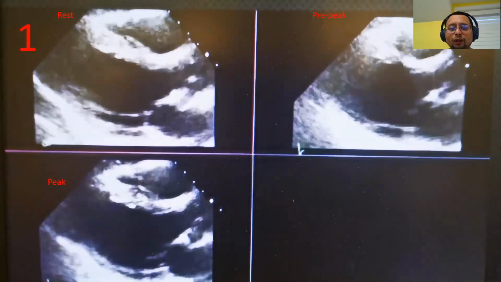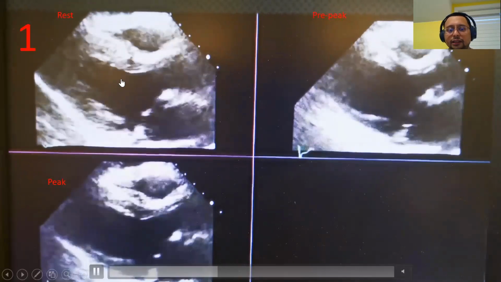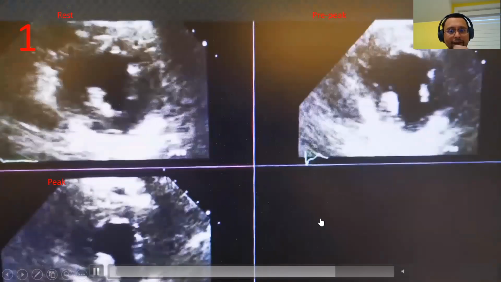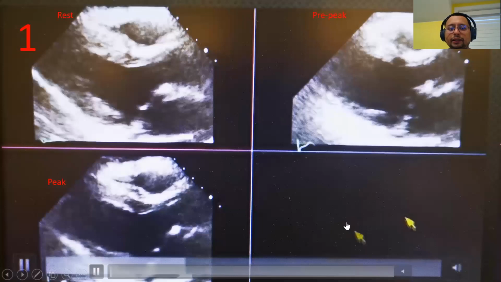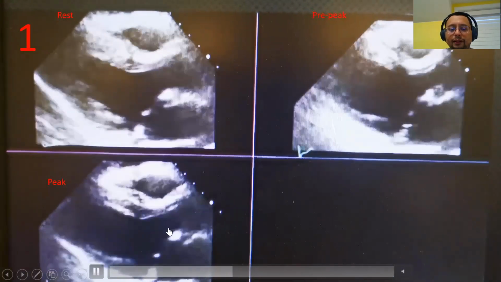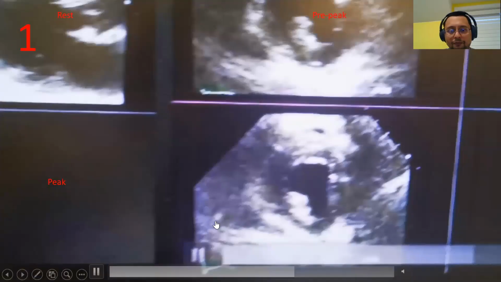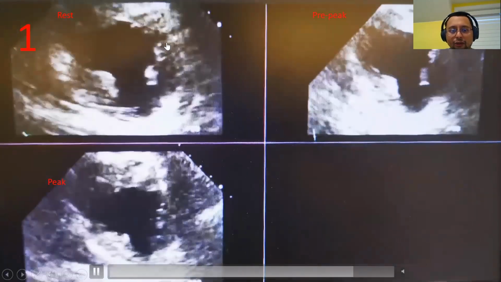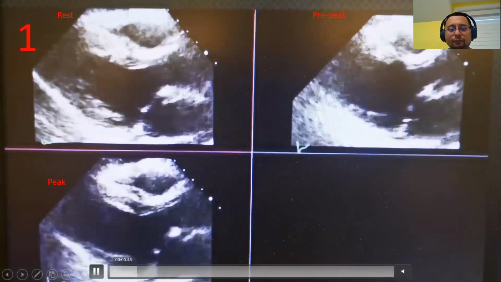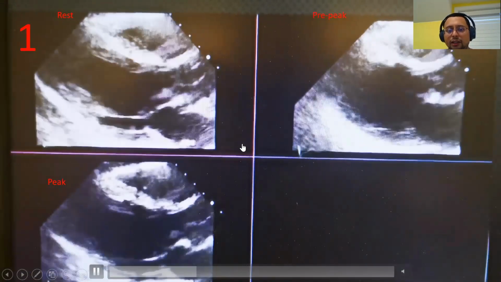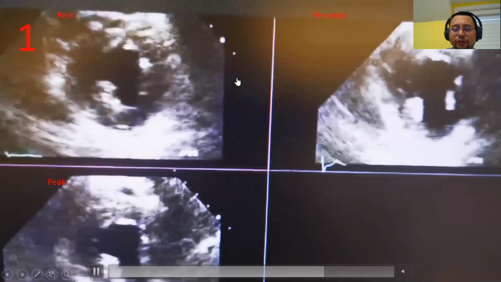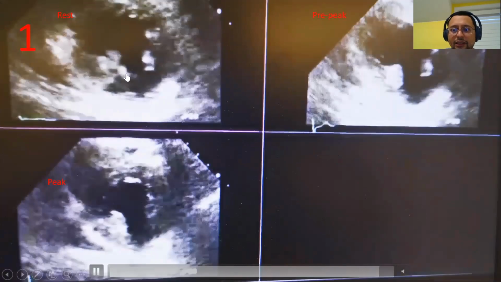So this is the parasternal long axis view. Rest, pre-peak, and the bottom one is peak. Okay, so that is three pictures: rest, pre-peak, and peak. Okay, this is the short axis view: rest, pre-peak, and peak. Okay, I will play it one more time: rest, pre-peak, and peak. Okay, short axis view: rest.